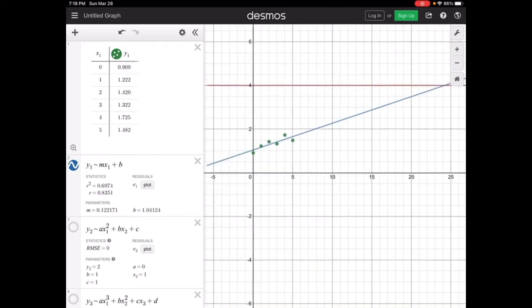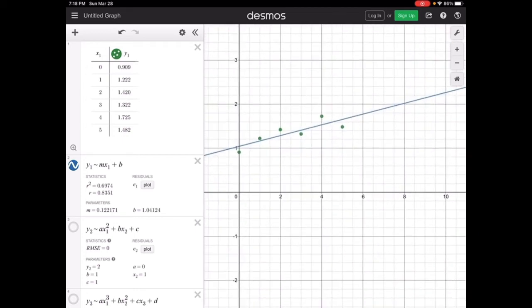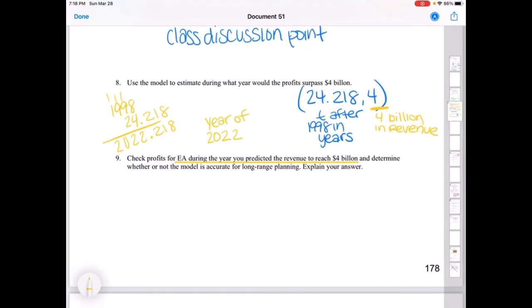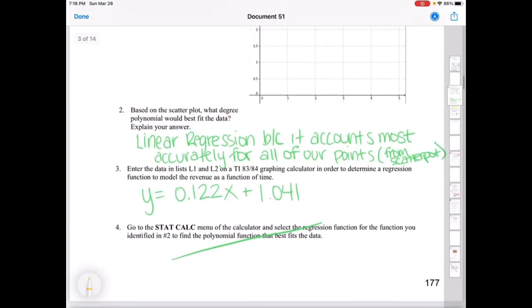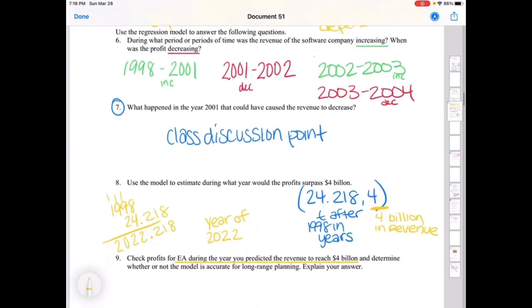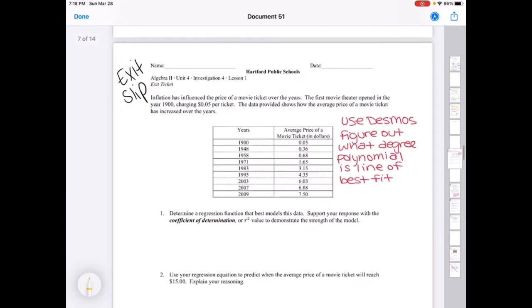For all we know, they could go bankrupt and they could have no money by 8 years after 1998, or right now it's 2021. For all we know, they're already bankrupt, right? So we'd have to have more data to determine within that 24 and a half years after 1998, well, what profit would they have, right? We just need more data to make a more accurate assumption. And actually, the more data points that we have, the closer and more accurate our line of best fit will be as well.